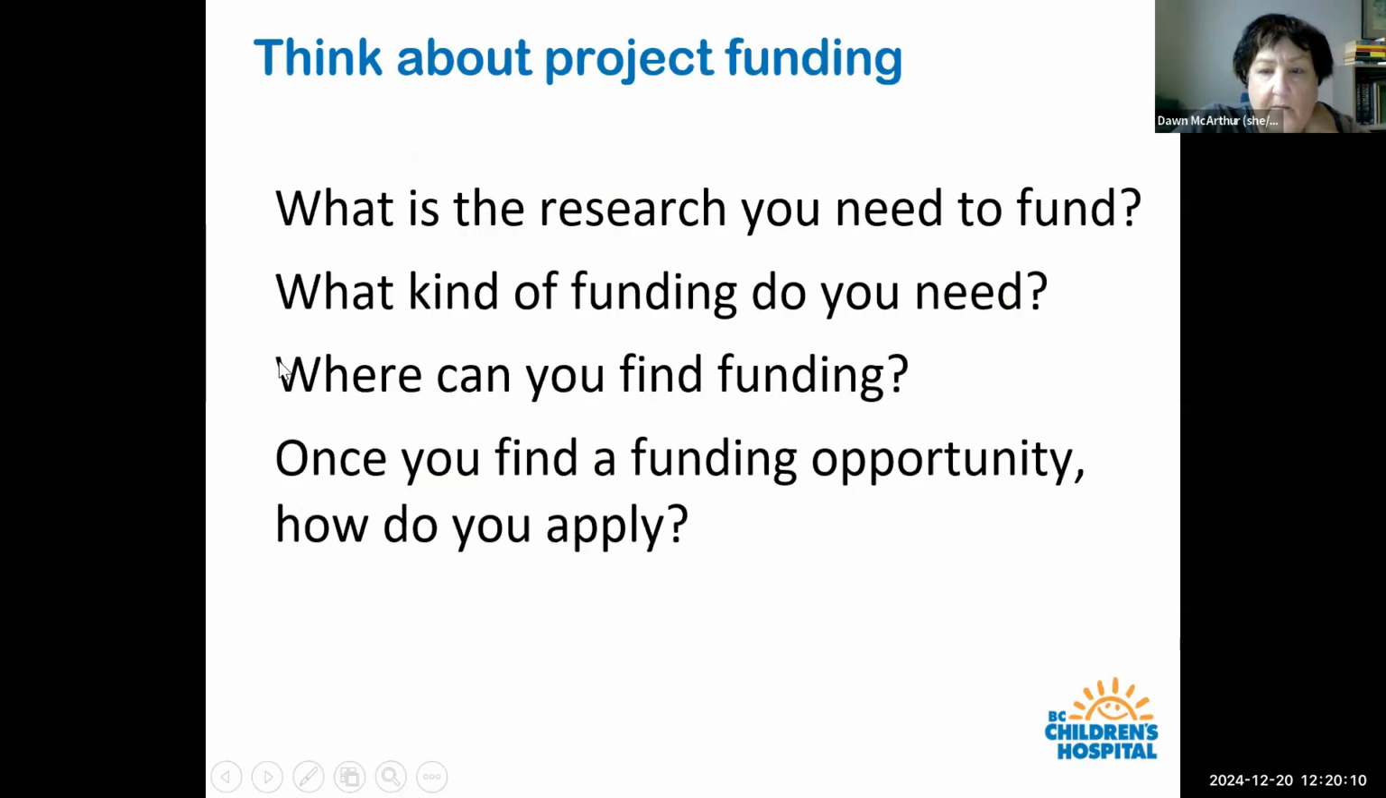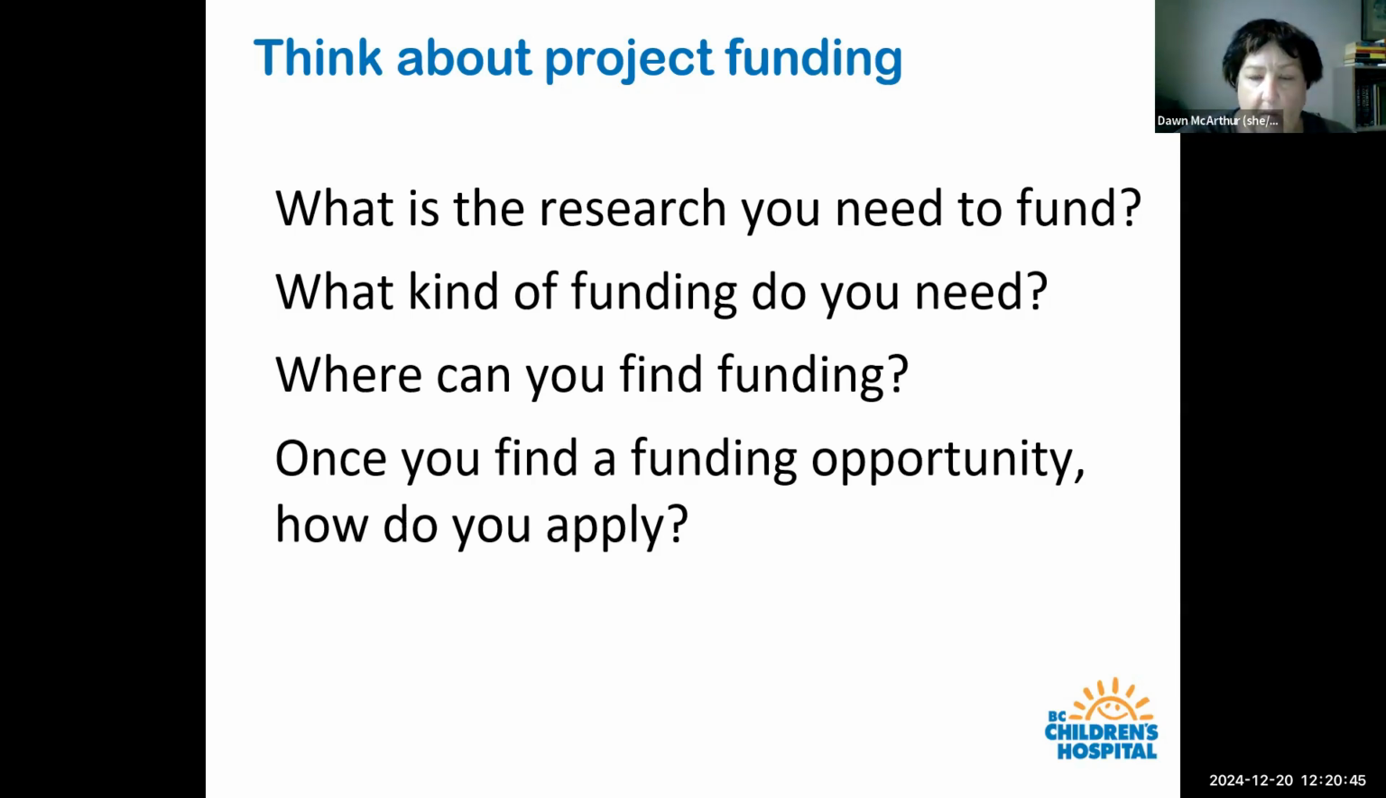Let's talk about thinking. When you're thinking about your research program, especially when you're an early career person or you're somebody looking to fund a new direction in your research, it's really important to think about the research you need to fund. What exactly are the activities you want to fund? What kind of funding do you need? Do you need to buy equipment? Do you need to buy consumables? Do you need to travel? Do you need to have focus groups? Do you need to collect samples? Do you need access to sequencing equipment or imaging equipment or something like that?